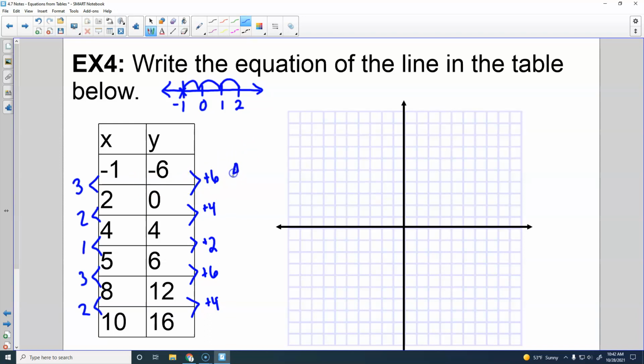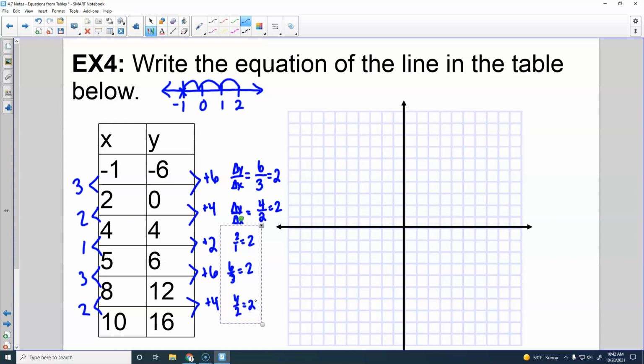It's got to be your change in y over your change in x. So, right here, I've got 6 divided by 3. Right? Which is 2. 3's on the bottom, so it's going to be 2. You can do 2 over 1, but just 2. For the next one, I would have 4 over 2. 2. Over here, I got 2 over 1. Still 2. Looking pretty good, right? 6 over 3. 2. 4 over 2.